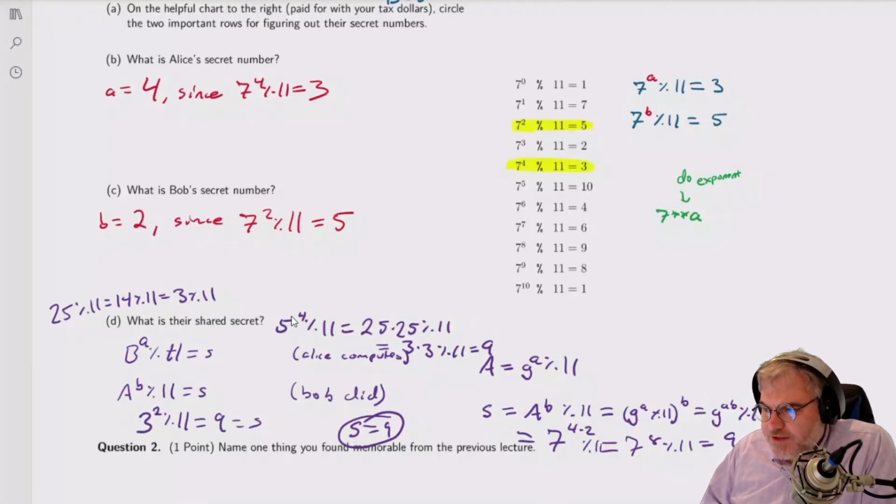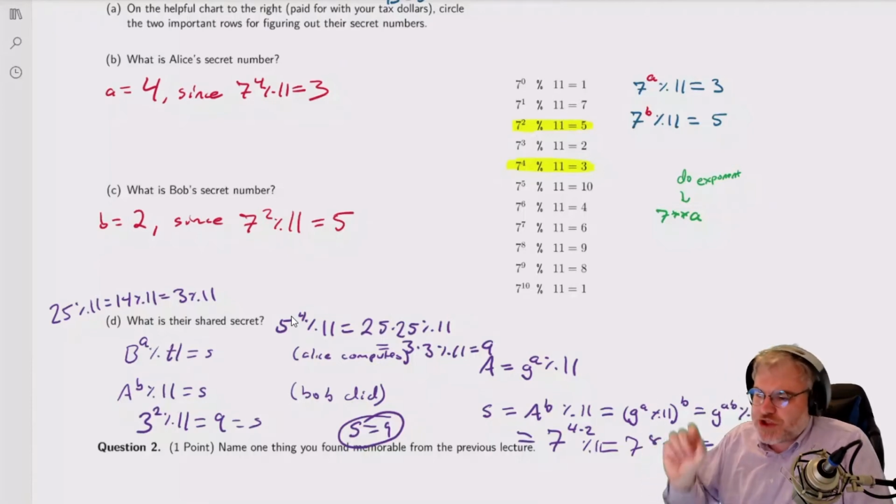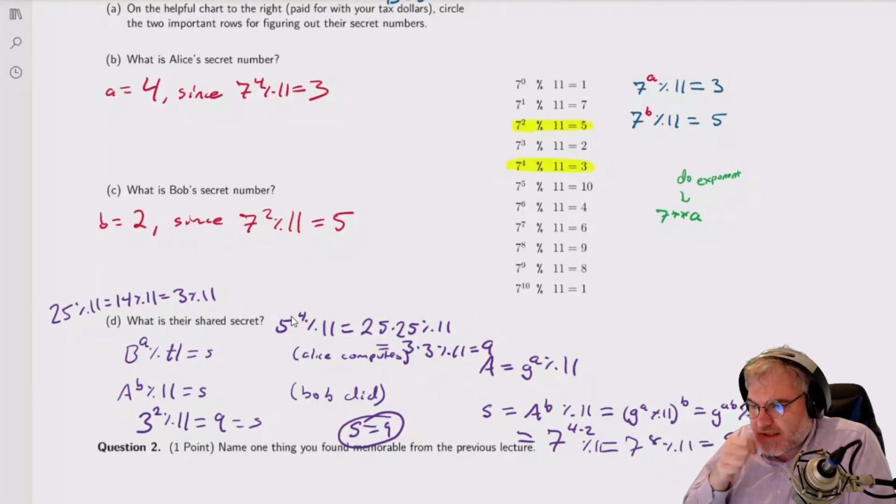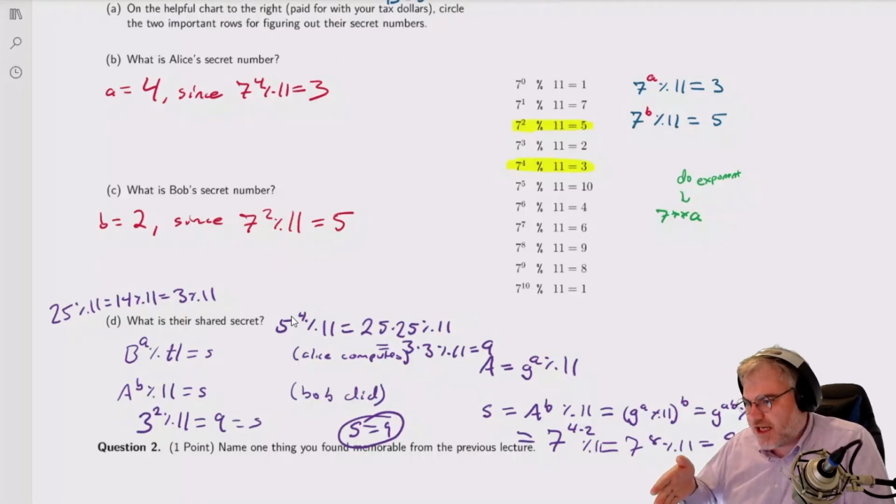Okay, any questions about that? So yes, in order to calculate the shared secret, you can't do 7 to the 6 times 2. I mean, you do that and then mod 11, but you can't mod the 12 in the exponent, okay? Because you get a different answer.